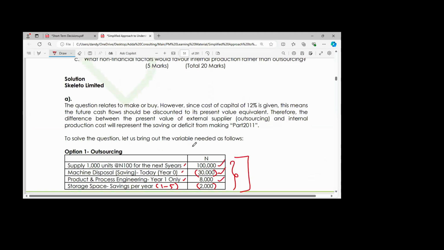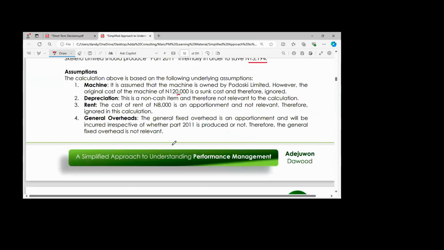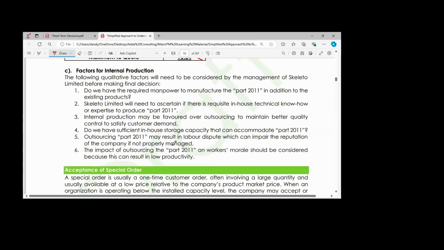Bonus 5 marks. What you're supposed to do is to state your qualitative factors. If the company wants to produce internally, what are the qualitative factors the company should consider? So again, I've discussed some of this earlier today, but let's go through it together quickly. The following qualitative factors will need to be considered by the management of DG Limited before making the final decision.